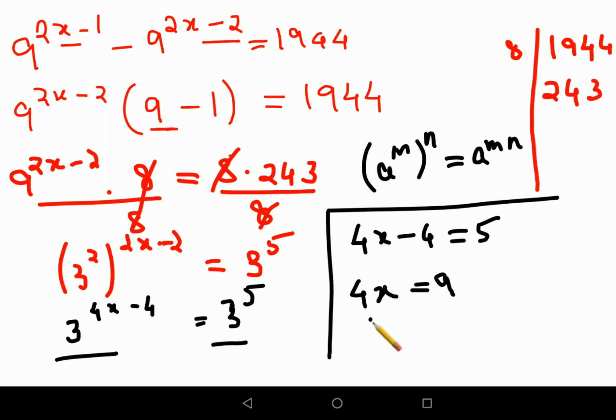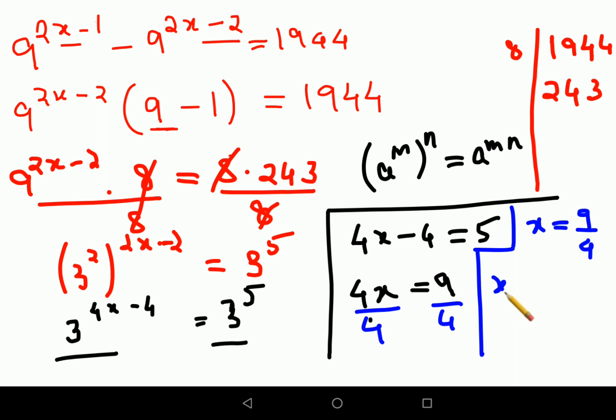Okay. Now 4, in order to find the value of x, what we'll do is we'll divide both sides by 4. So we can say that the value of x is nothing but what, 9 upon 4, or you can write it as nothing but what, 2 1 by 4, because this is an improper fraction. Okay, so something like this should work for you.